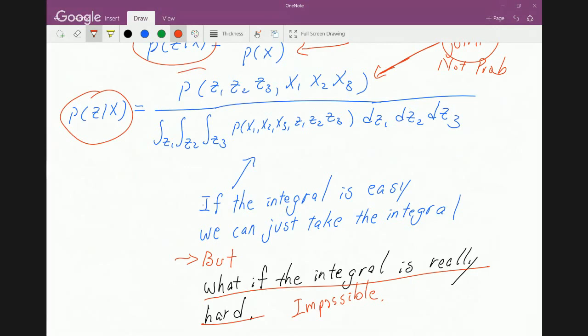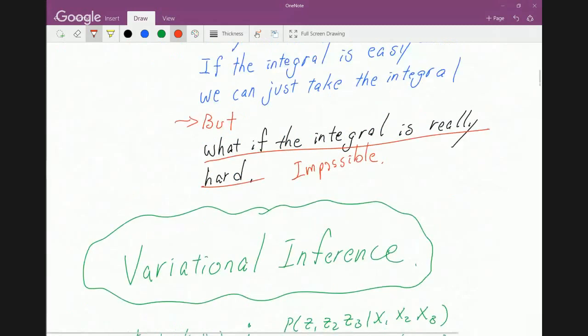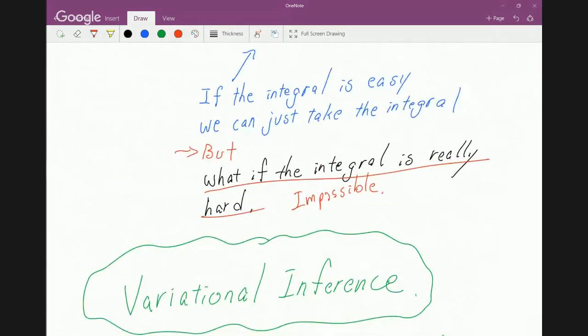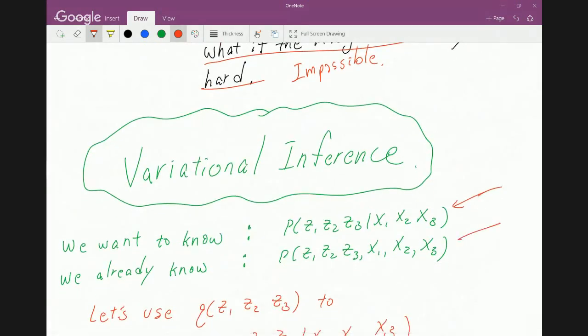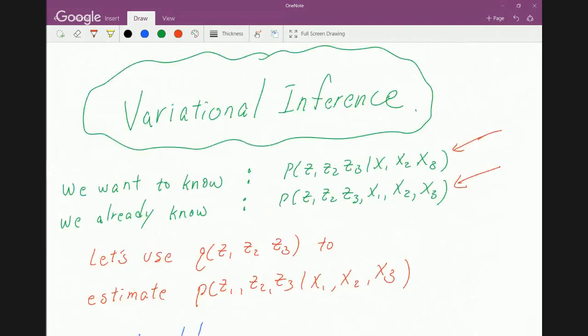Well, you want to somehow go from the joint to the conditional. And that's where variational inference comes into the picture. I want to restate the problem because I want to bang this into your head. We want to know the conditional, and we already know the joint. So what we do is we use Q of Z1, Z2, Z3 to estimate this. I will use this to estimate the conditional.